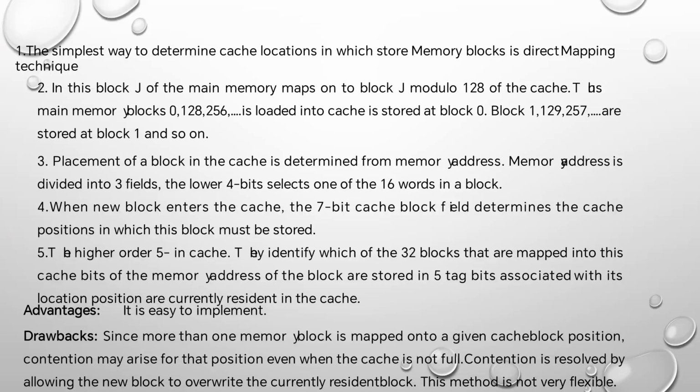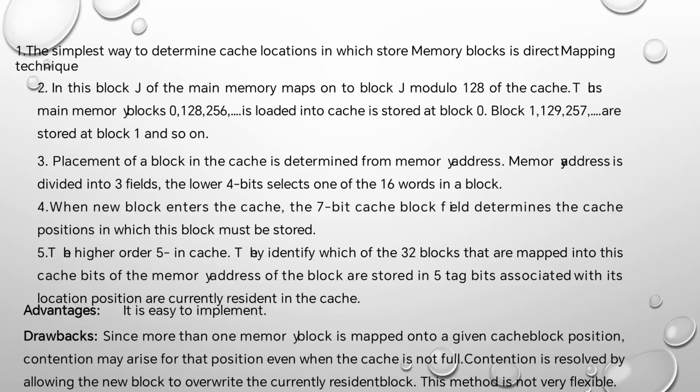In this, block J of the main memory maps onto block J modulo 128 of the cache. Main memory blocks 0, 128, 256 are loaded into the cache and stored at block 0. Block 1, block 129, 257 are stored at block 1, and so on.